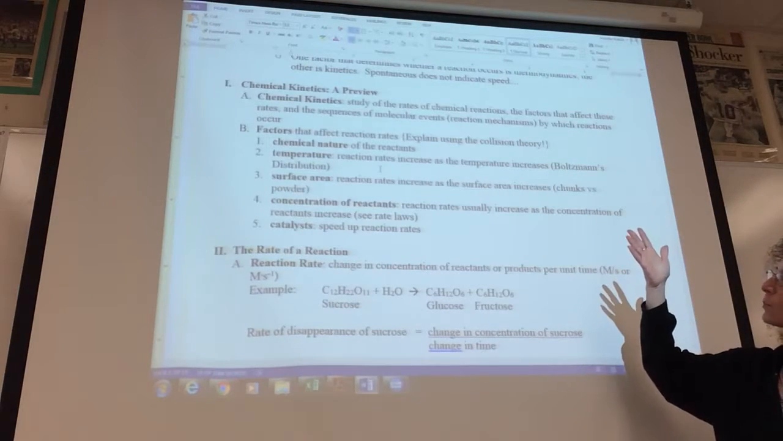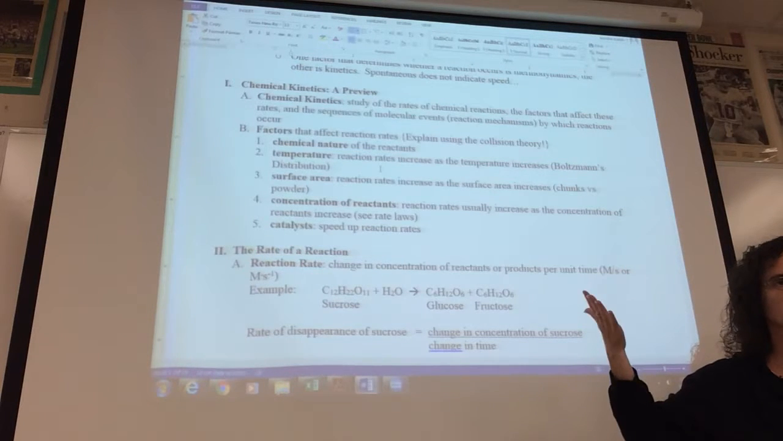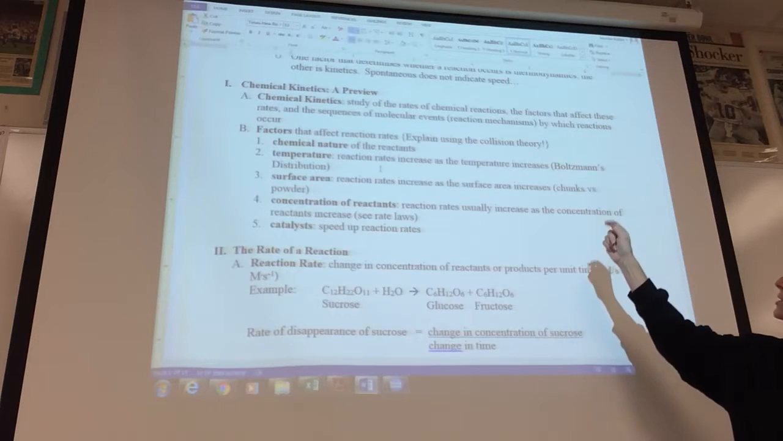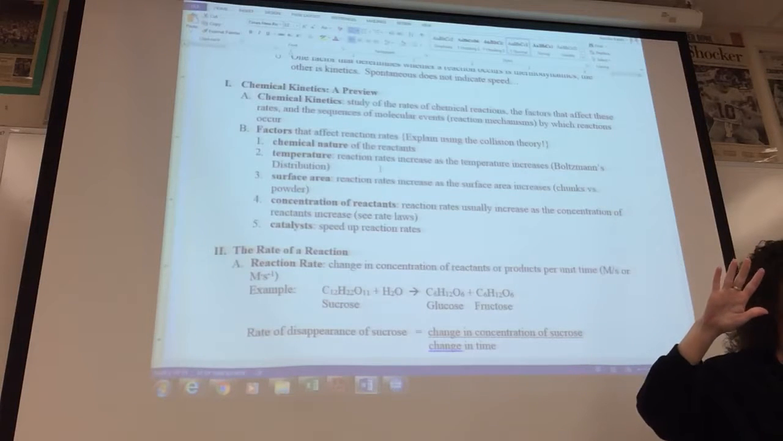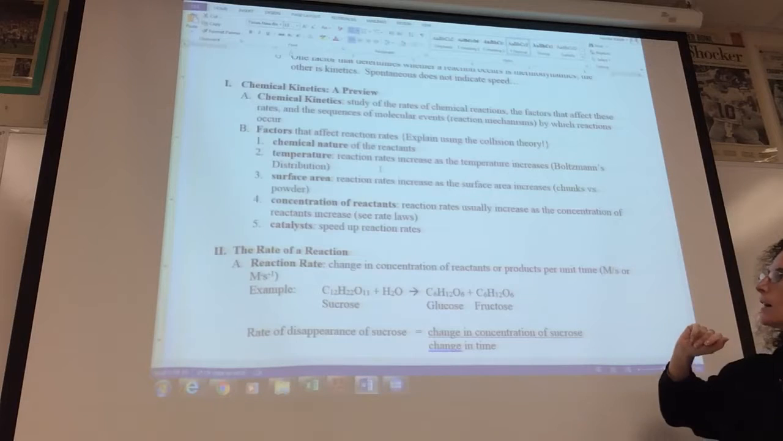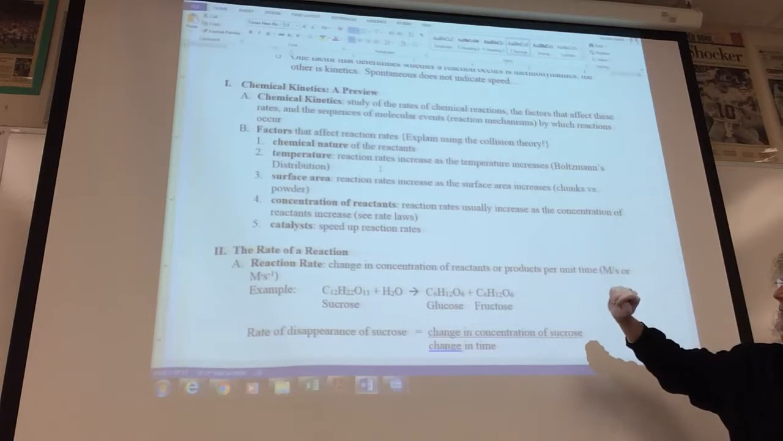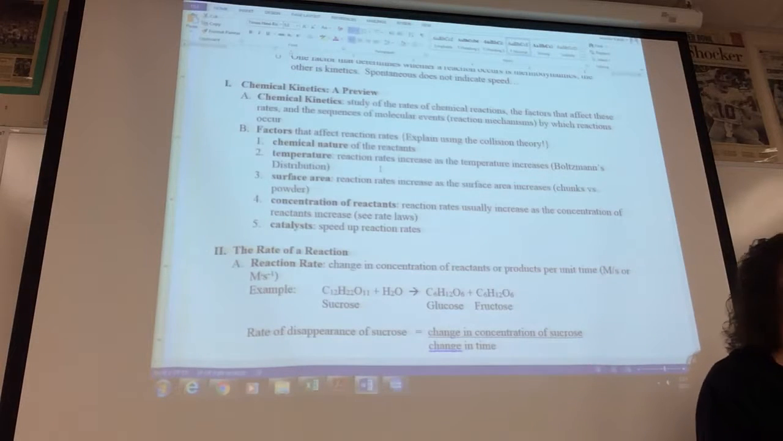So that's the most important factor, because if two substances don't react with one another, it doesn't matter what you do. Temperature is another factor. We mentioned that. We're going to review the Boltzmann distribution so that we see the effect of temperature in regard to that distribution that you saw in the gas law chapter. Surface area, concentration, catalysis.